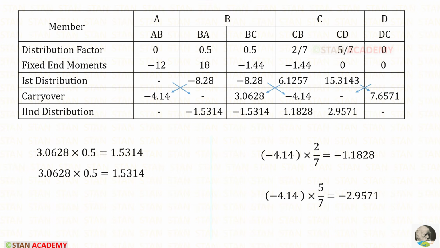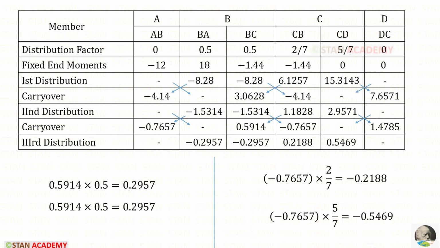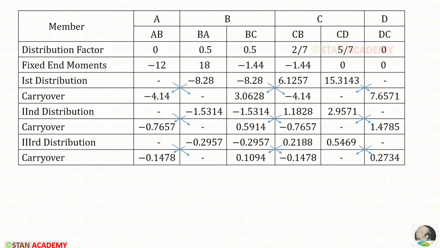Now let us do the second distribution. We have to multiply this value with a 0.5 so that we will get this. Since we have got positive values, we have to write them as negative. And then at C, we have to multiply this with these two distribution factors. Since we have got negative values, we have to write them as positive. Here you can see the carryover, and here the third distribution, then the carryover.